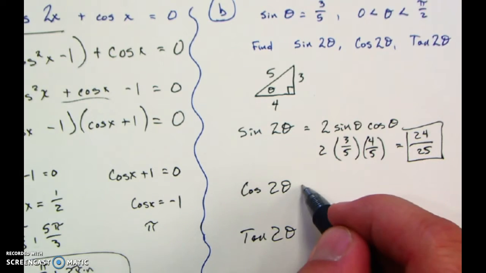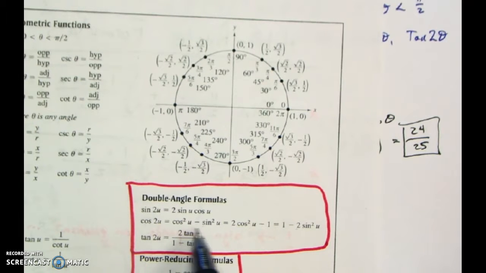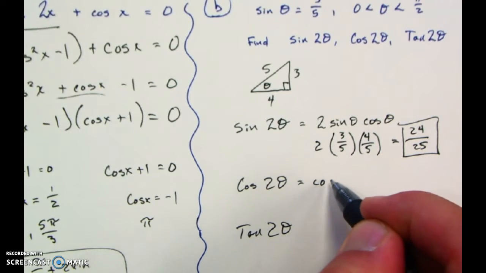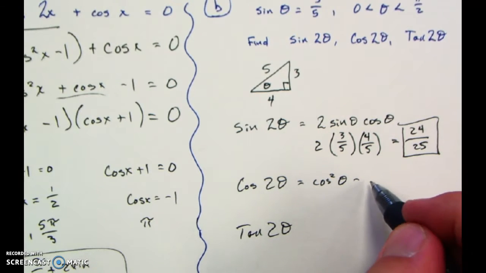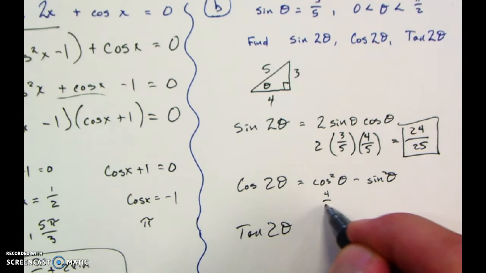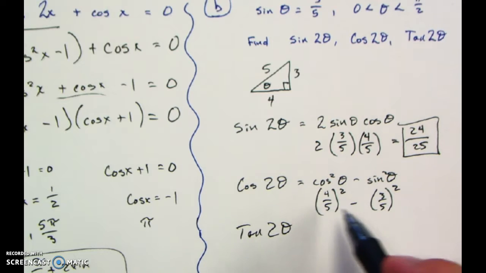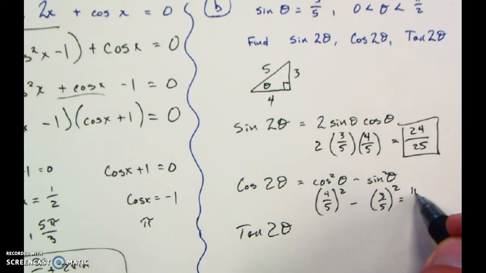For the cosine, I'm going to use a different one than I did last time. Remember, we have 3 different formulas here. I'll use the cosine squared minus sine squared on this one. So we have cosine squared theta minus sine squared theta. We just said our cosine value is 4/5, so we're going to square that. And our sine value is 3/5, and we're going to square that. That ends up being 16/25 minus 9/25. When we subtract those, we get our answer of 7 over 25 for our cosine.